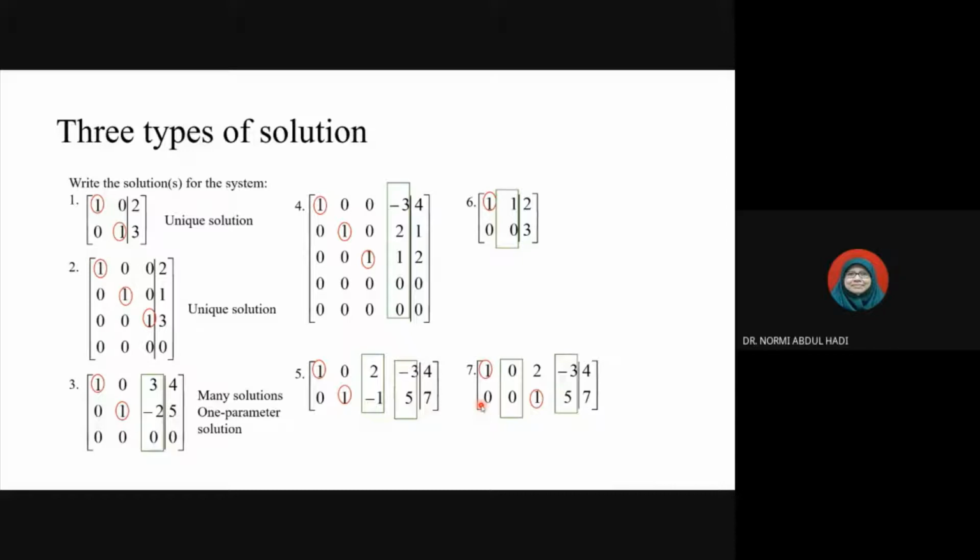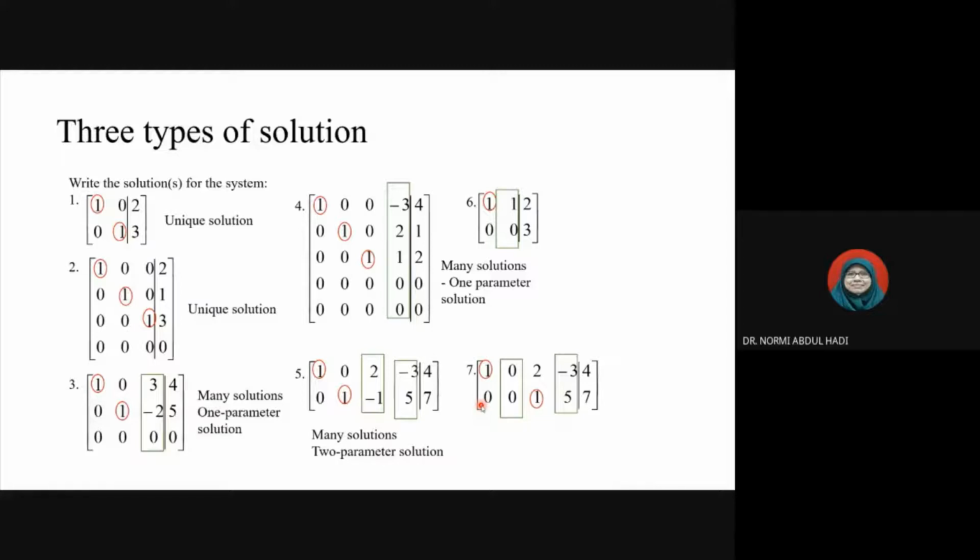Similarly, for example 4, since there is 1 column without a leading one, this system has many solutions and has one free variable. Therefore, we can call this system a many solution and one parameter solution. For example 5, there are two columns without a leading one. Therefore, this system will have two free variables. The solution for this system is many solutions and a two parameter solution.